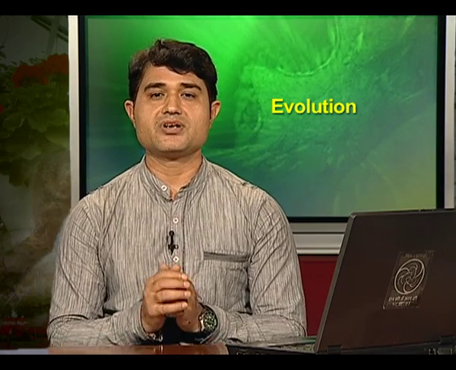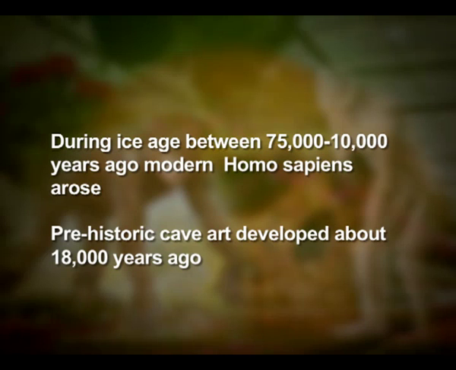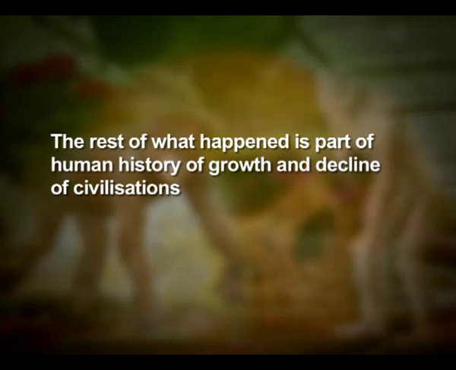Homo sapiens arose in Africa and moved across continents, and developed into distinct races. During the Ice Age, between 70,000 to 10,000 years ago, modern Homo sapiens arose. Prehistoric cave art developed about 18,000 years ago. Agriculture came around 10,000 years back and human settlement started. The rest of what happened is part of human history of growth and decline of civilizations.